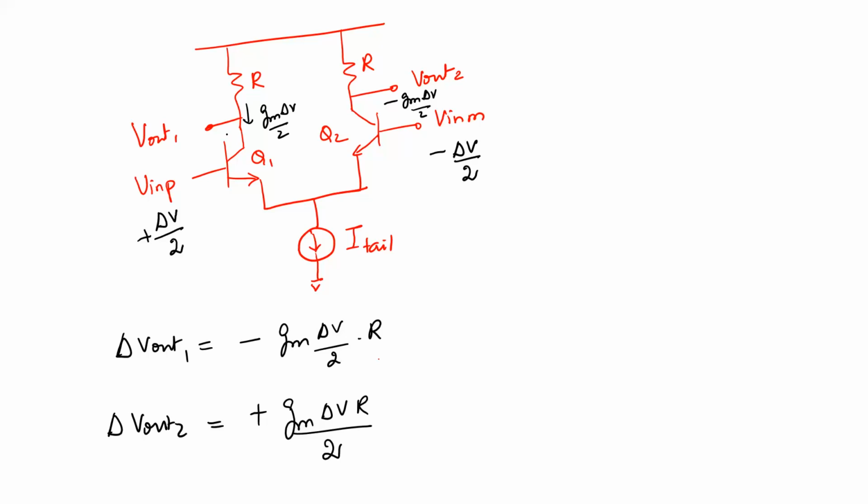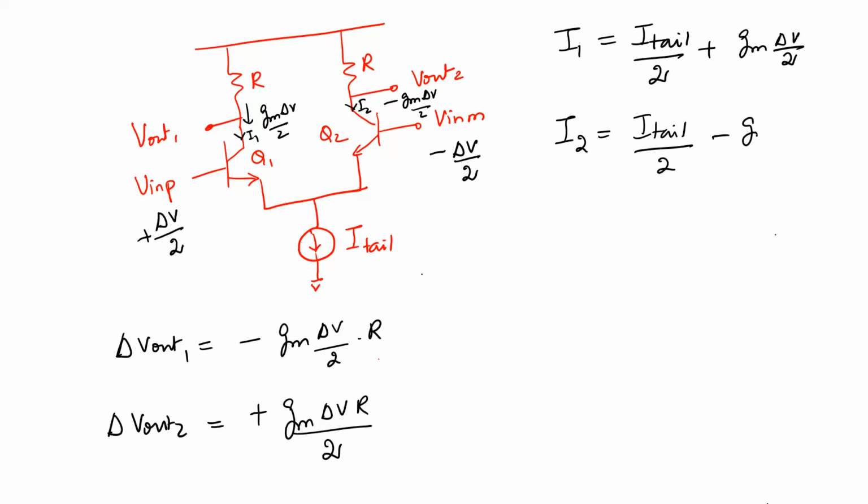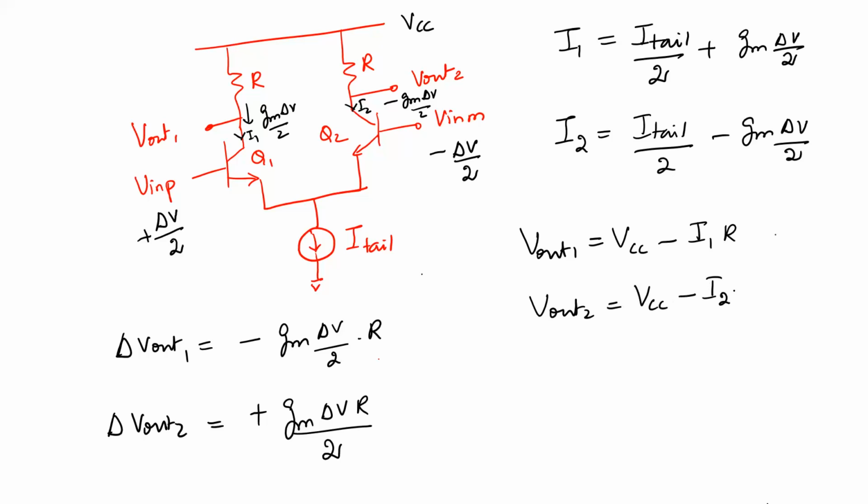On the other hand, there is a lesser current on the other side, so the total current I1 can be written as what? I tail divided by 2 plus Gm delta V by 2, right? And the total current I2 can be written as I tail by 2 minus Gm delta V by 2. And therefore, the actual Vout1 can be written as VCC minus I1 times R, and Vout2 can be written as VCC minus I2 times R, from which we basically get this result. Delta Vout1 and delta Vout2 happen to be in this way.